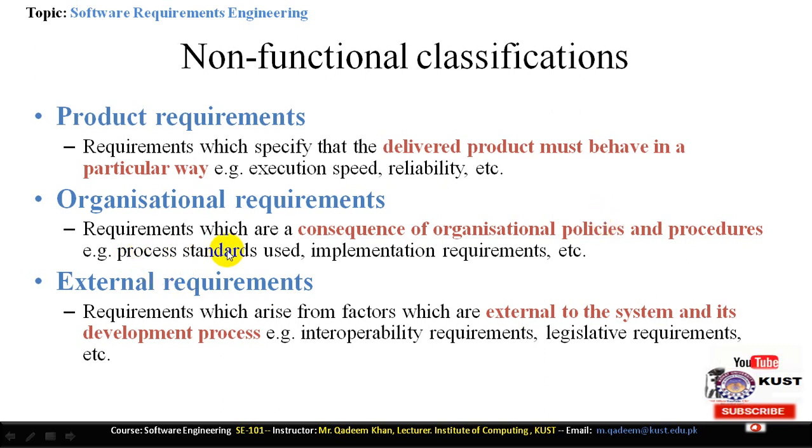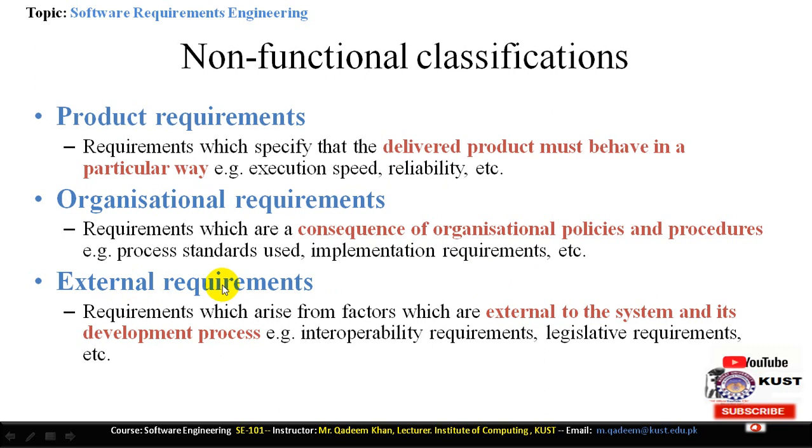For example, process standards used, CMMI, ISO standards which are relevant to the organization. Implementation requirements, for example, which technology will be used for the implementation, like Java, C++, C Sharp, etc. These are the implementation requirements.